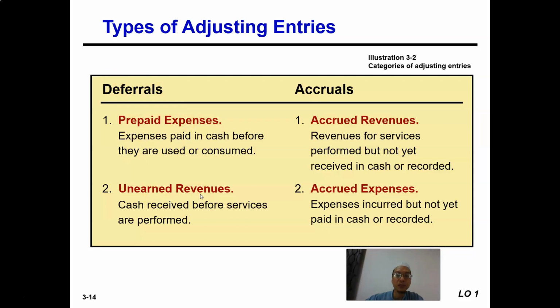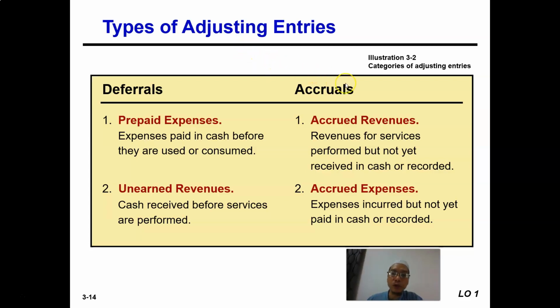The other one is unearned revenue, cash received before services are performed. Sometimes you give out services to your customer, but you require a deposit. Your customer sends a computer to you for repair, and you estimate that the repair cost will be 200 ringgit, but you ask the customer, can you pay some deposit? Maybe 50 ringgit deposit. So your customer pays you 50 ringgit deposit. But have you done any work on the computer? No. So you cannot recognize a revenue at the time that you receive the 50 ringgit deposit from your customer. So that 50 ringgit is called unearned revenue. You receive the cash, but you have not rendered the service. So that is a deferral that you need to do some adjusting entry for.